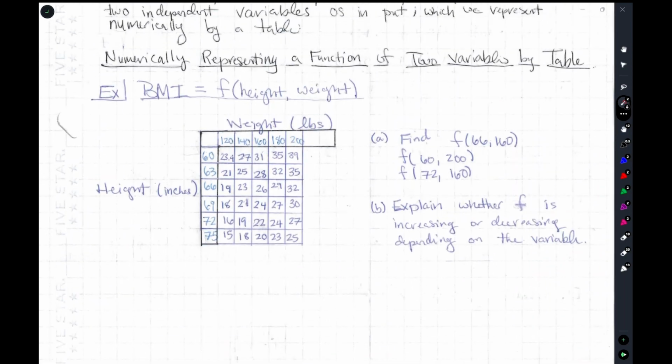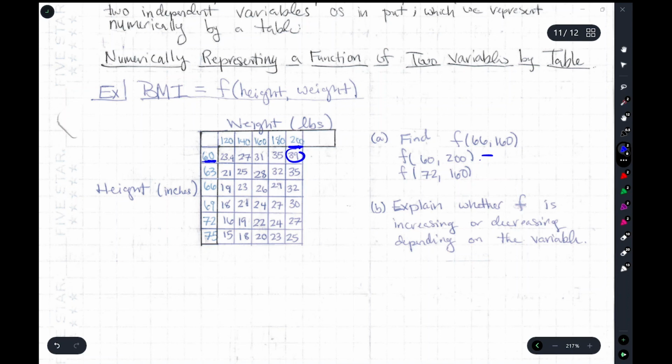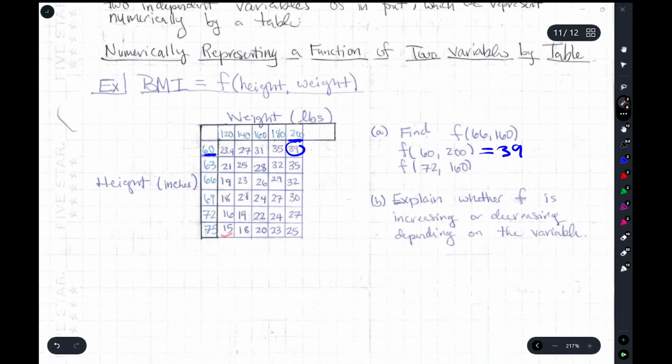For example, here, if we're going to fill in this example, we'll have F of 60 and weight 200, and so that's going to be 39, okay? And we could see that F increases with weight, and it decreases with height, okay?